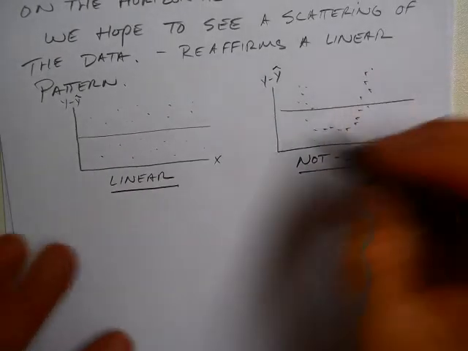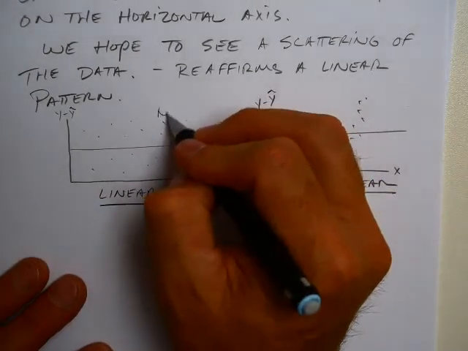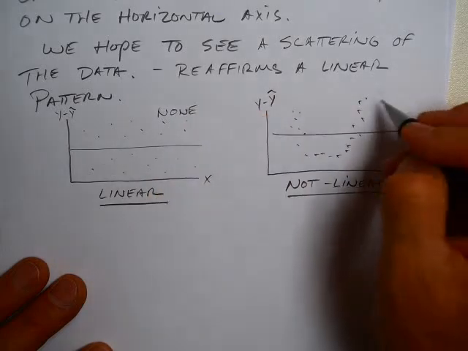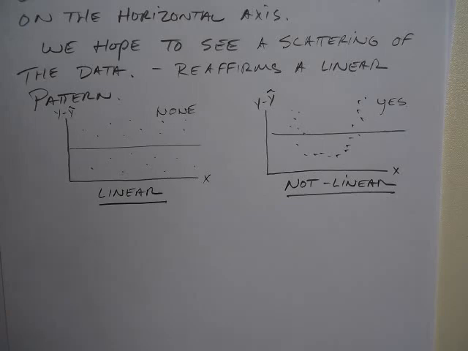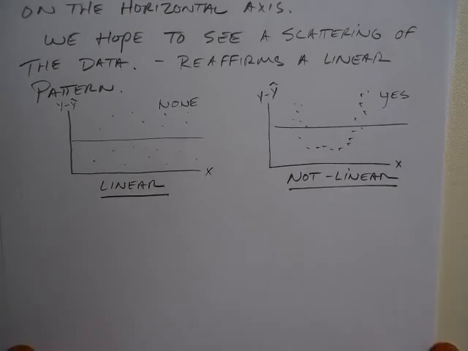So if you see a pattern, the pattern could be actually a line, it could be a curve, it could be anything. If you think you can see a pattern in there, we're not linear.